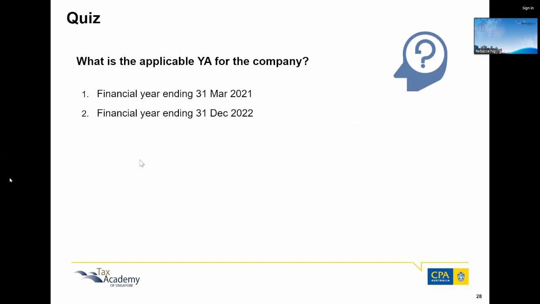So let's take a short quiz to test your understanding of the basis period. What is the applicable YA for the company with a financial year ending 31st March 2021 as well as a financial year ending 31st December 2022?